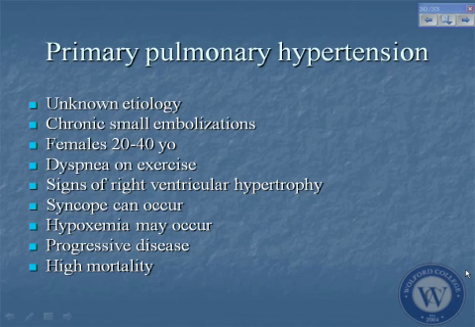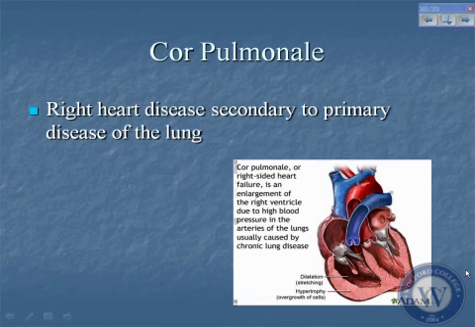The primary pulmonary hypertension is the one that's of unknown etiology. Usually it's from chronic small embolizations between the ages of 20 to 40 in the female. Usually the risk associated with that is smoking and oral contraceptives combined. Most people develop dyspnea on exercise and show signs of right ventricular hypertrophy. Many times they come in with syncope, and hypoxemia may occur. It's a progressive disease, but unfortunately it has a very high mortality rate, most of these people succumbing to the disease by their early 40s.